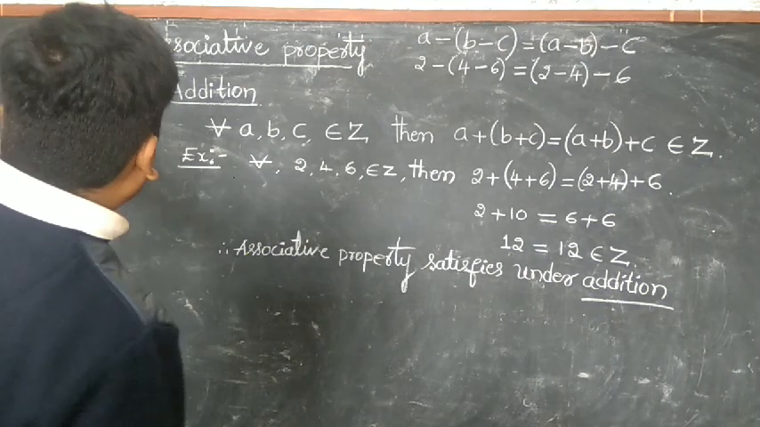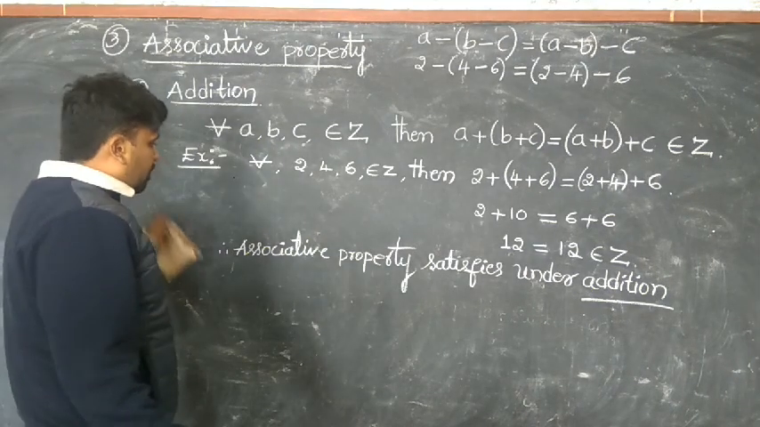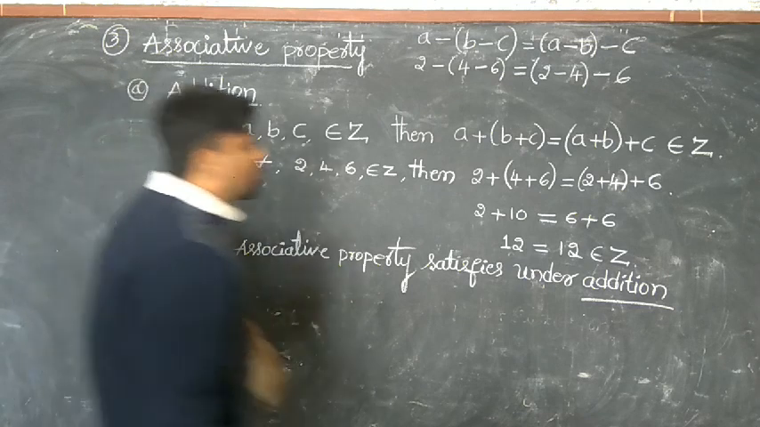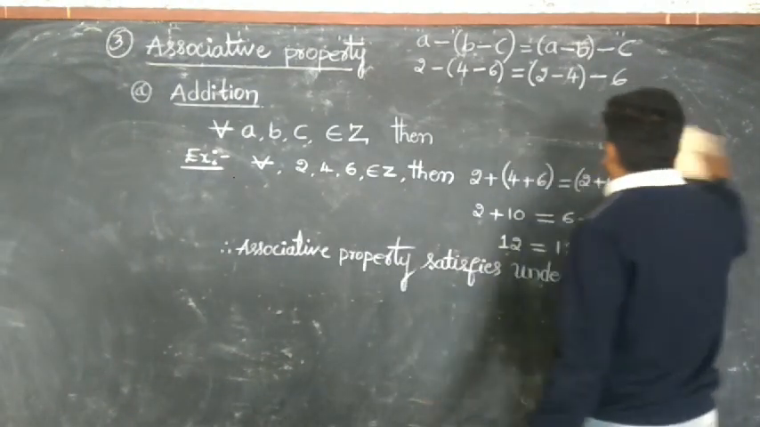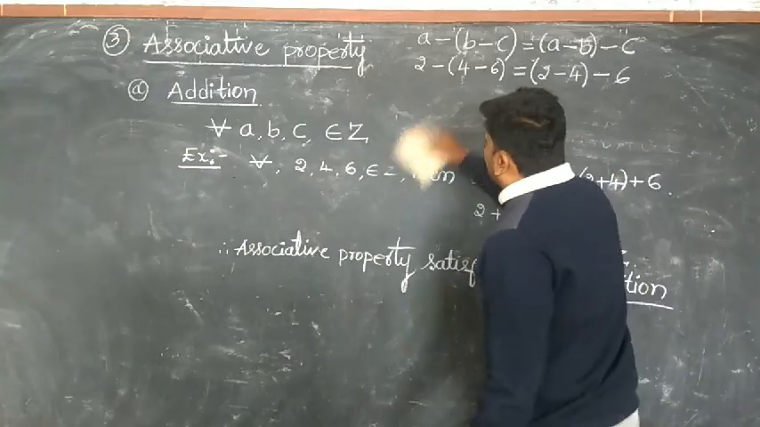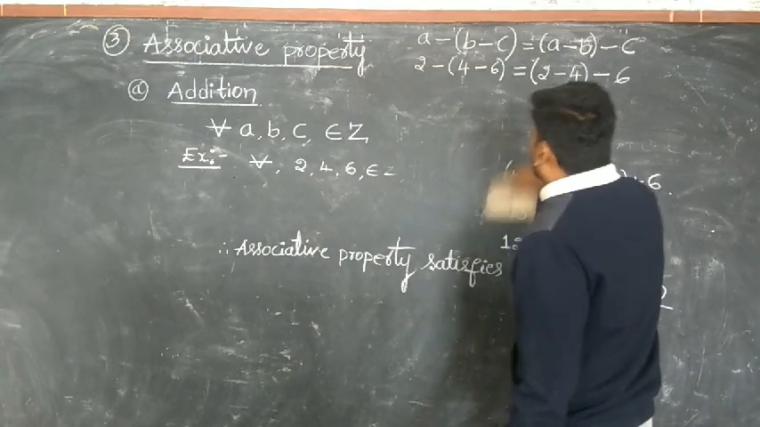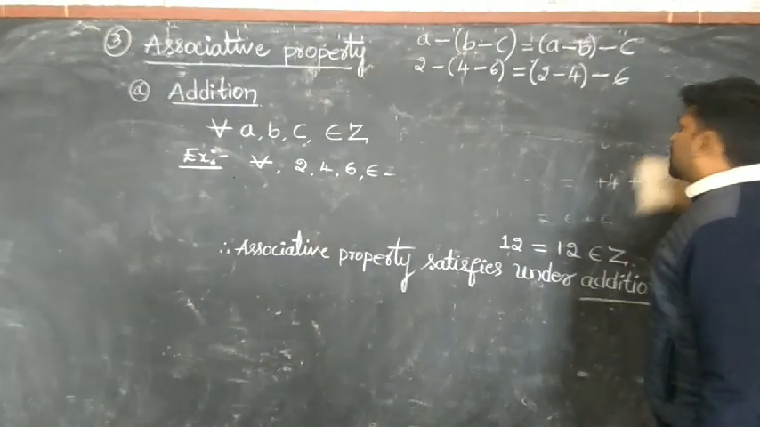Regarding the third property for addition, this one you have to take down in the CWR. This one don't want in the CWR. I will give the clarification how the associative property is not satisfied under subtraction.